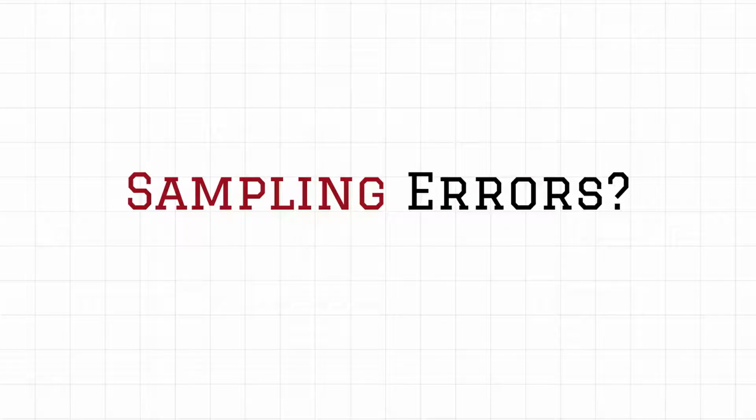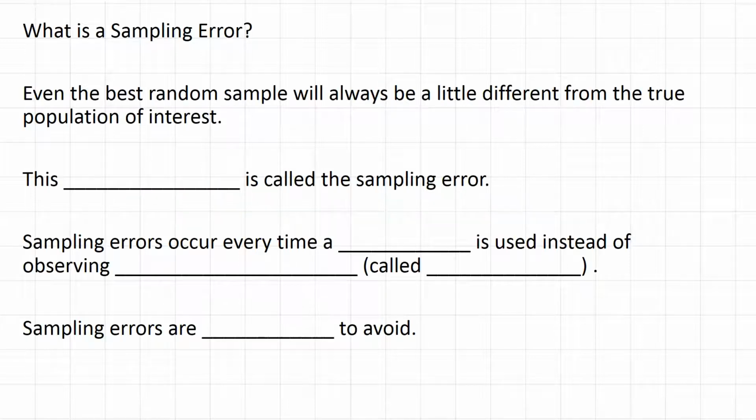So no sampling is perfect. We've already taken a look at a couple of them, and they've all got a few errors built in, which we'll summarize in this skill. So what is a sampling error? Even the best random sample, if you make it as random as you can, will always be a little bit different from the true population of interest. And this difference between the sample and the population is called the sampling error.